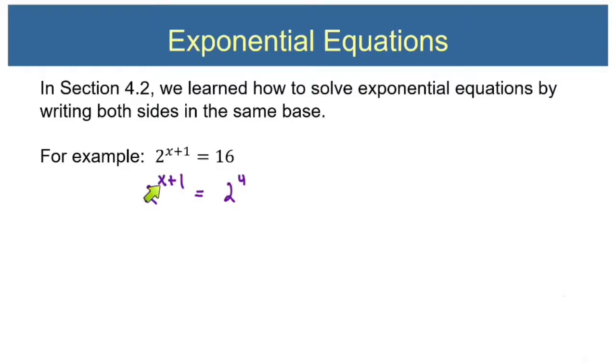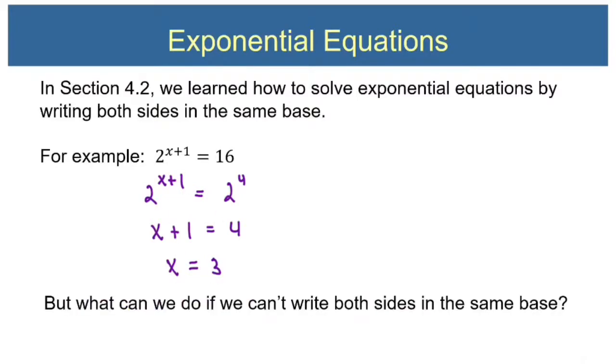So we would have 2 to the x plus 1 equals 2 to the 4th, because 16 is 2 to the 4th. And then we said that if we have 2 to this power equal to 2 to some other power, well then those two powers must be equal. If the bases are equal, then the exponents must be equal. So we then would write x plus 1 equals 4, and then we would just solve and we would have x equals 3. So that's what we did in section 4.2.